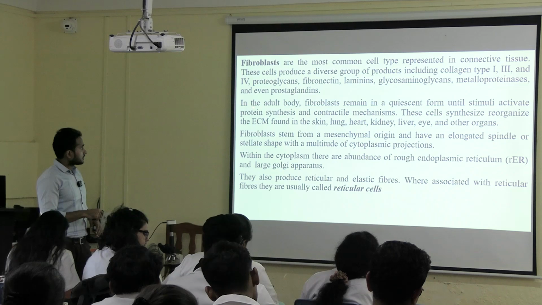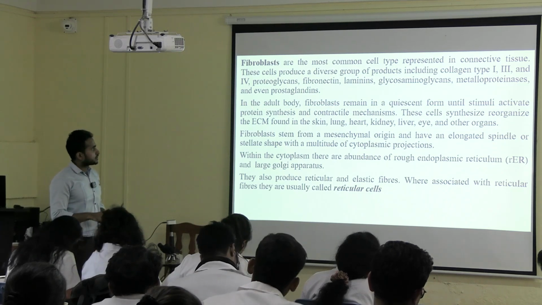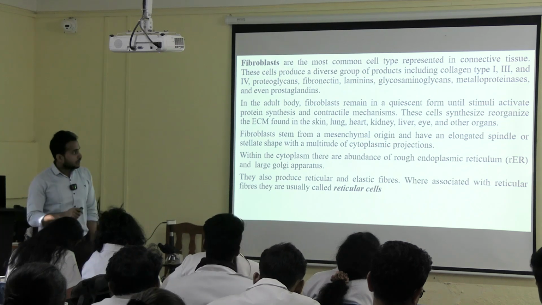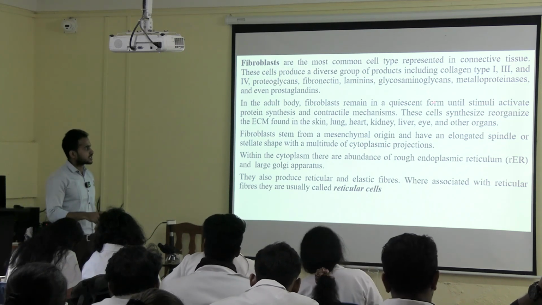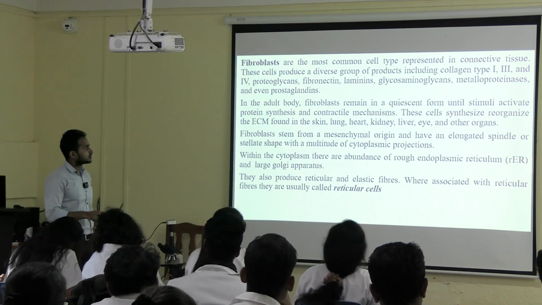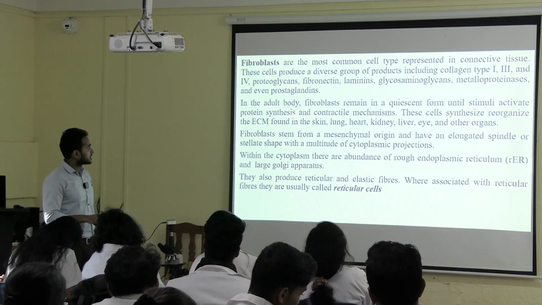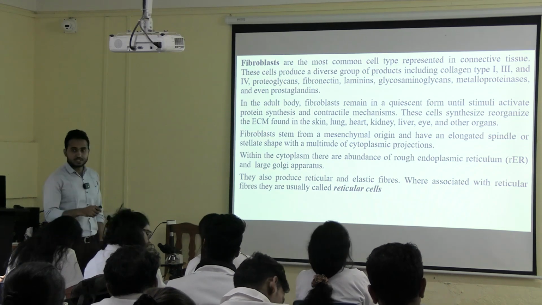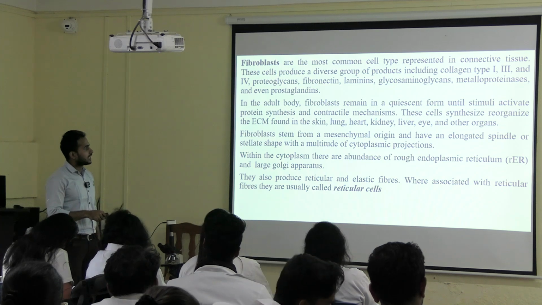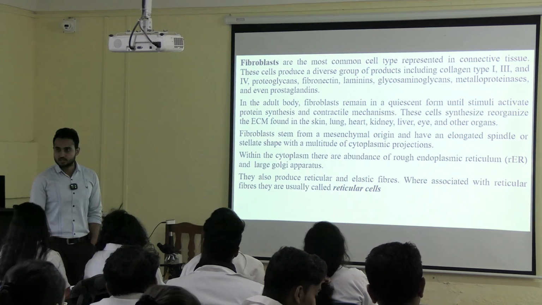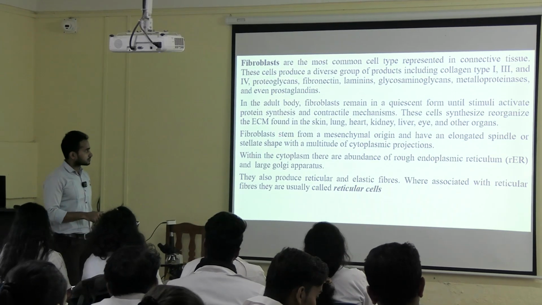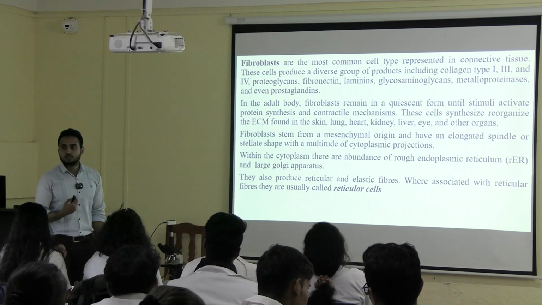Next, in the adult body, fibroblasts first of all remain silent. When there is any stimulus, they synthesize the contractile mechanism. They synthesize the ECM, that is the extracellular matrix, which is found in the skin, lung, heart, liver, and other organs. Next, fibroblasts are of mesenchymal origin.